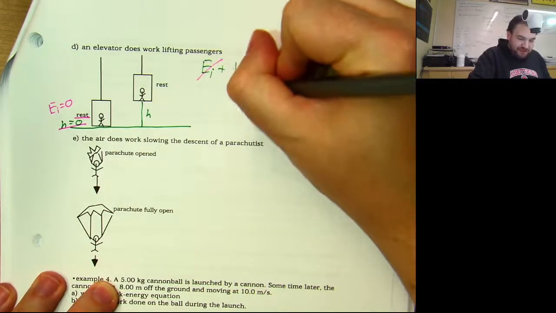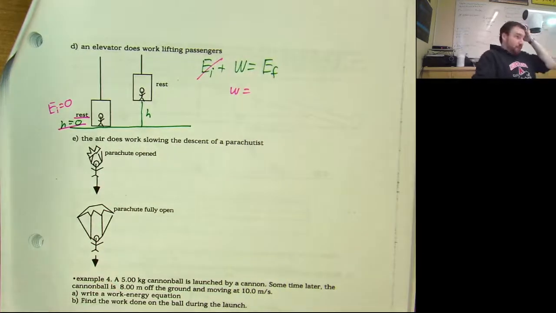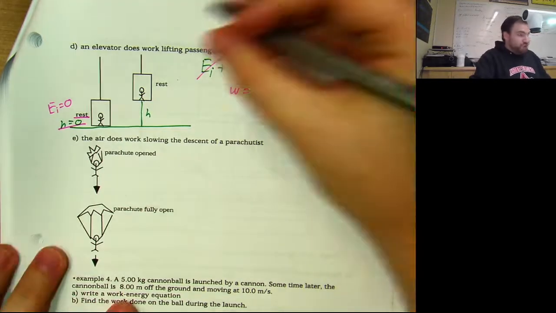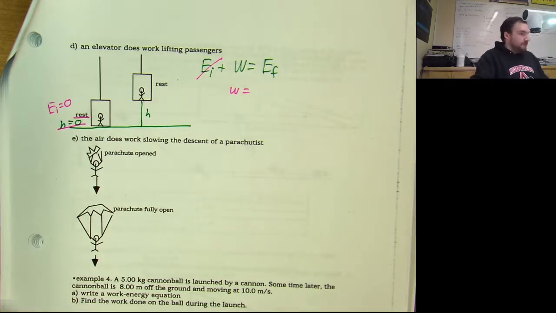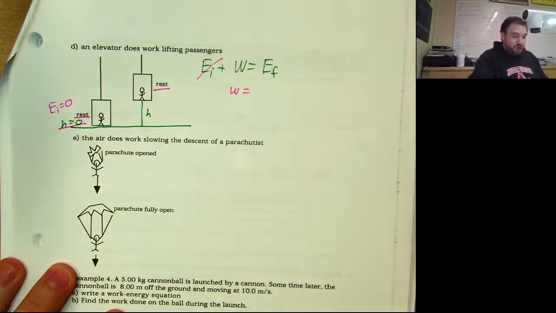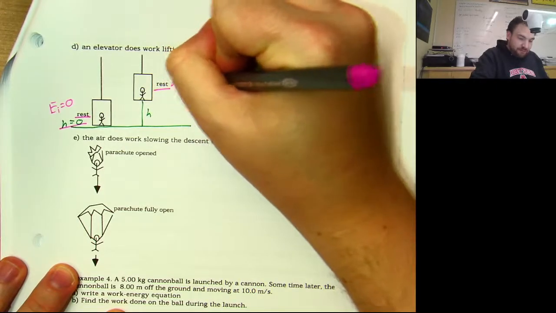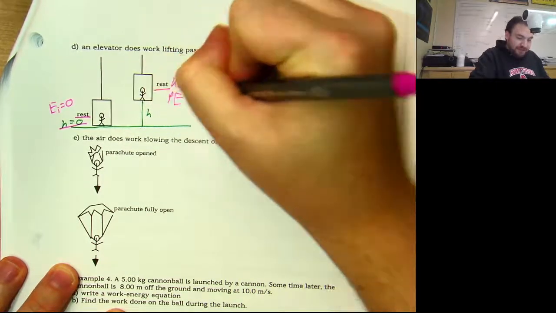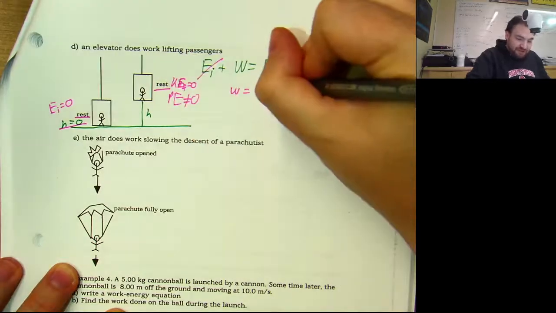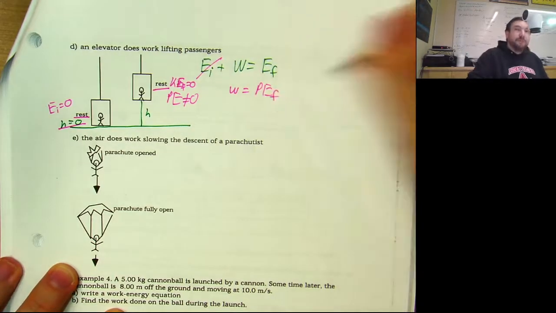So that means some work was done to do what? What kind of energy exists at the end of the problem? Just potential. Why just potential? Because at the end it's at rest. So that tells me that KE final is 0, but there is some potential energy. PE does not equal 0. So work in this case is just going to equal potential energy final.